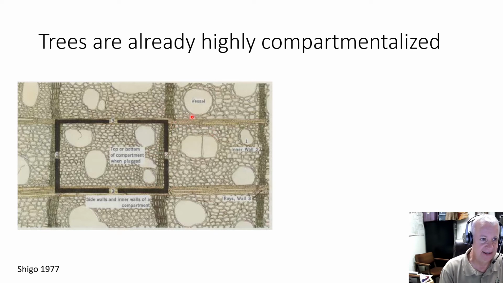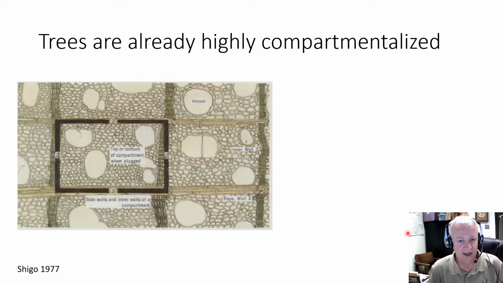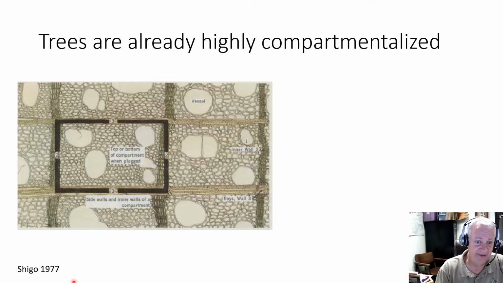And then in addition, the ray cells, which run radially, form another wall, so that the cells within those boundaries of growth rings and ray cells are somewhat separated from adjacent compartments. So even just through the normal growth of secondary xylem in trees, those structures already provide some degree of compartmentalization and therefore some protection from spread of, for instance, pathogens from place to place in the tree. So that's almost the ultimate initial constitutive structural element: that existing compartmentalization.